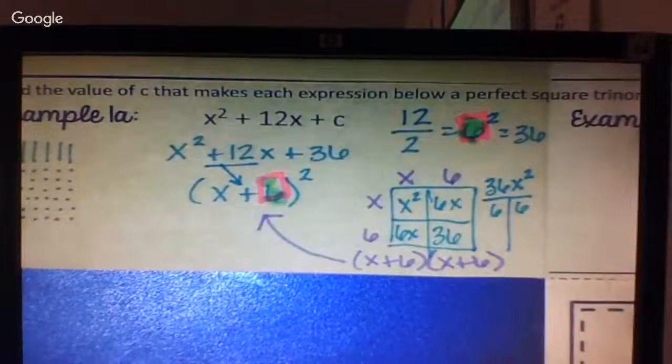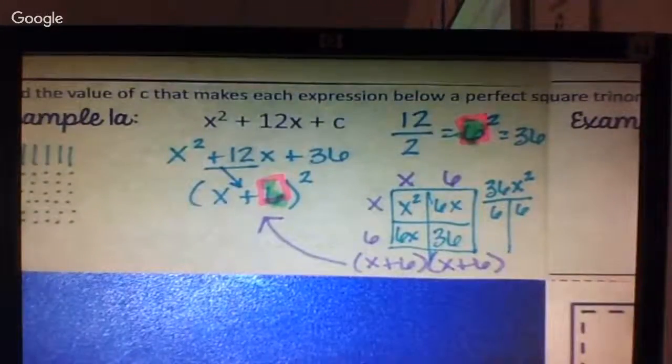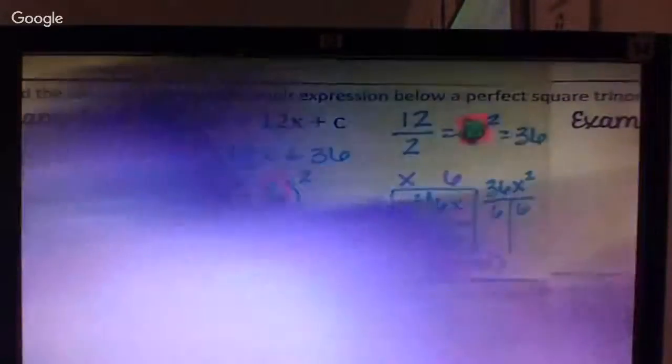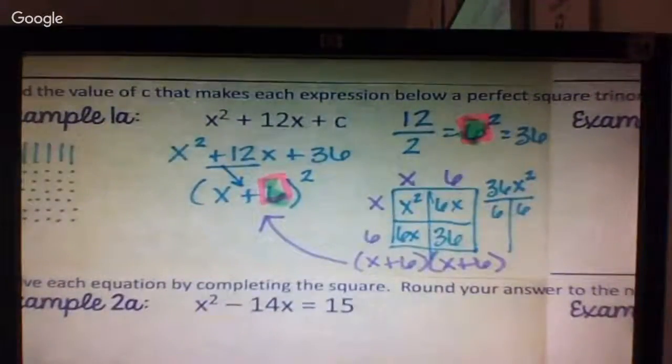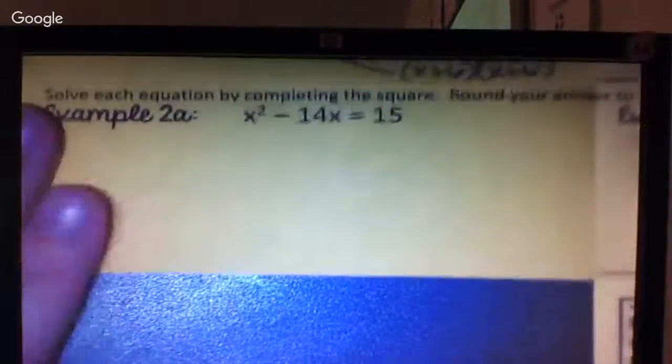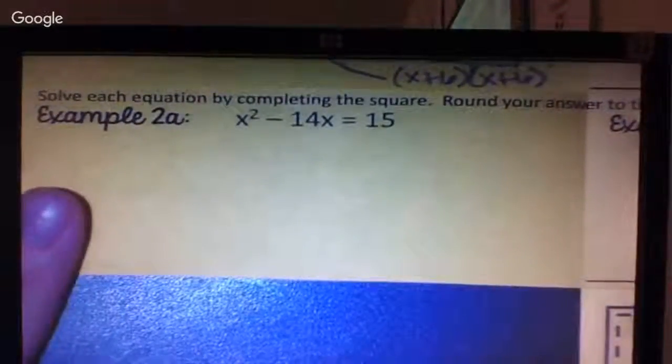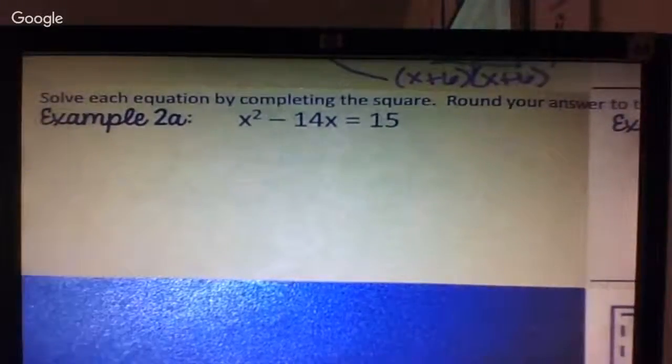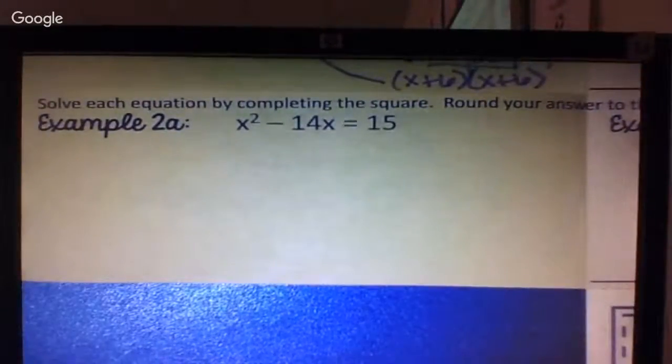Okay, example number 2. Not only are we going to do that, now we're actually going to solve. You said just the same thing? Yes. It'll do the same thing as if you would graph it and find your x-intercept, if you would factor it, or if you would use the quadratic formula. This does the same exact thing.